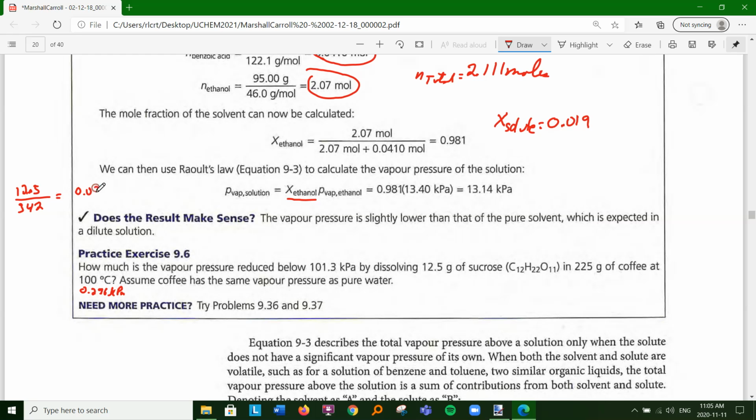12.5 divided by 342 is 0.036 moles. Okay, so we've got 0.036 moles of sucrose. We've got 225 grams of coffee. Assume coffee has the same vapor pressure as pure water. Okay, that's great.